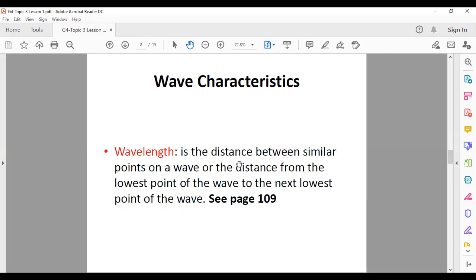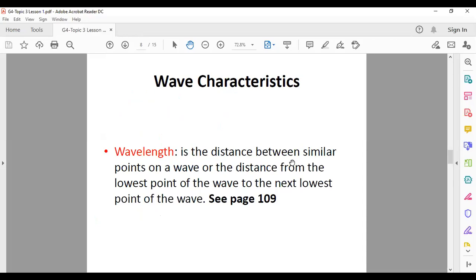Wavelength is the distance between similar points on a wave, or the distance from the lowest point of the wave to the next lowest point of the wave, or also the distance from the crest to the crest. Look here, please. This is the wavelength. The distance from here to here is called wavelength, or from here to here. Sorry, my drawing doesn't come out very well, but I'm trying to clarify the picture for you. This is a wavelength. Also this is a wavelength. Also you can measure it from trough to trough or from crest to crest. So the wavelength is the distance between similar points on a wave.